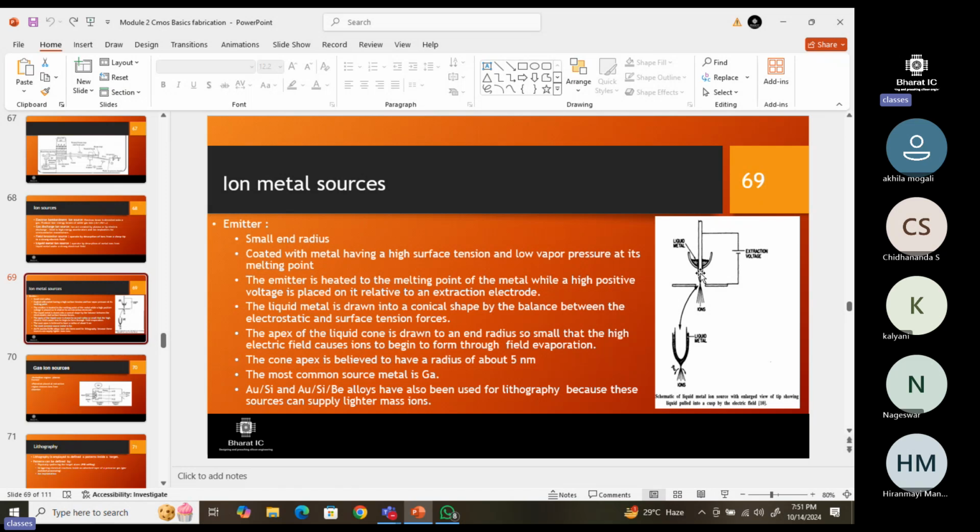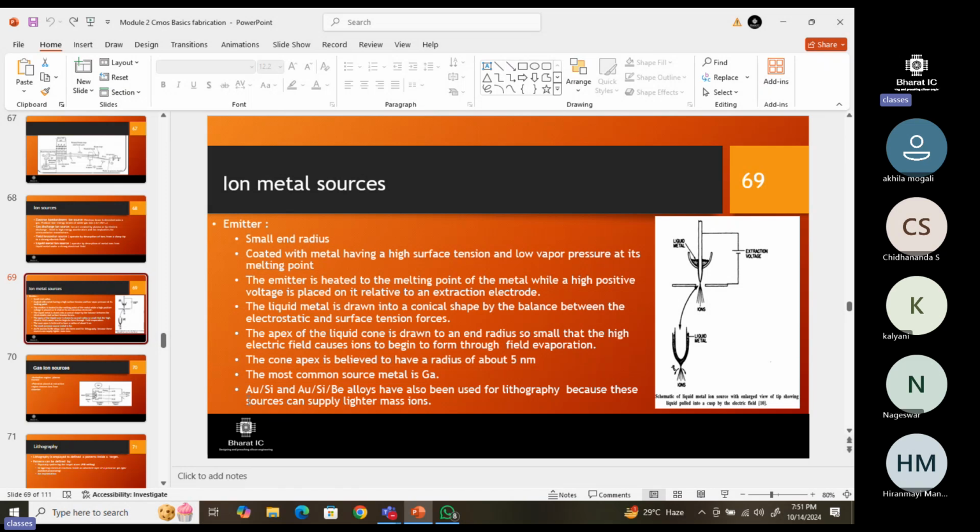So you can imagine how thin that cone is. That 5 nanometer is very, very thin actually. The most common metal used here is gallium. AuSi and AuSi-Be alloys have also been used in lithography because these sources can supply lighter mass ions.